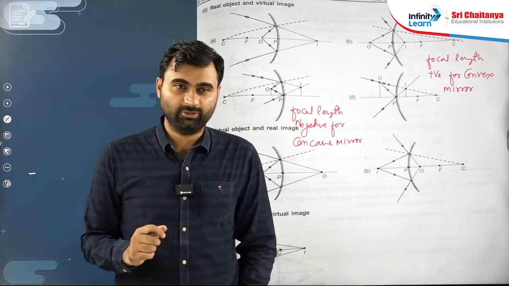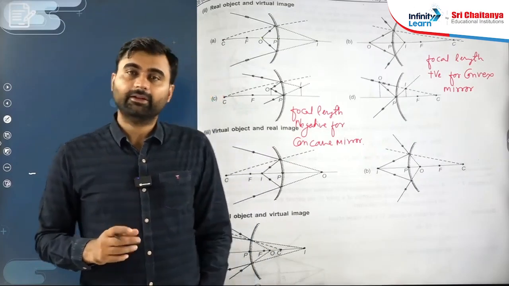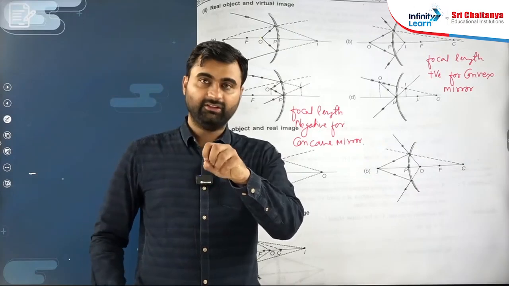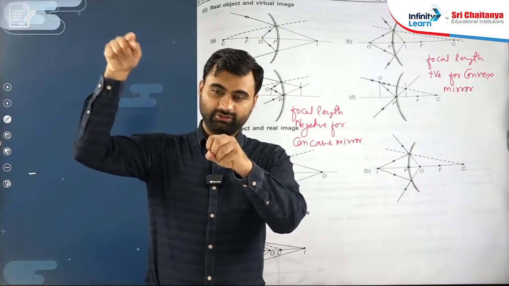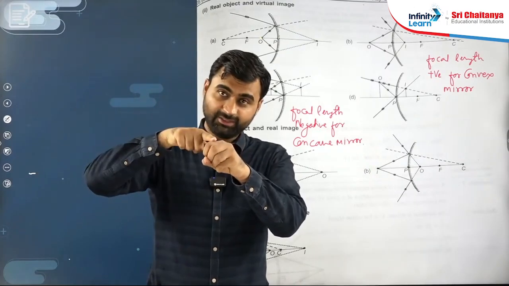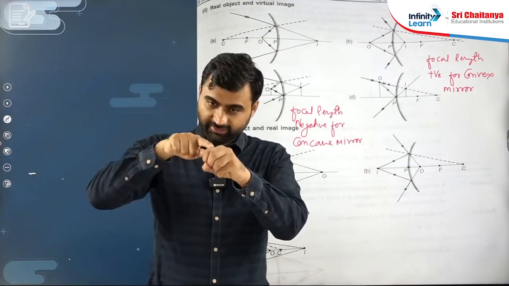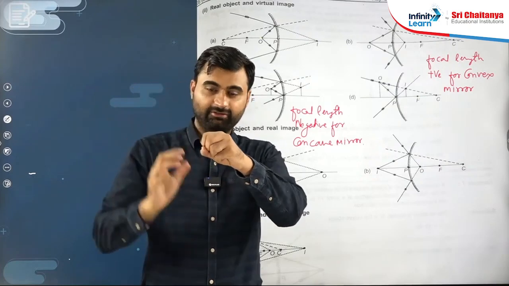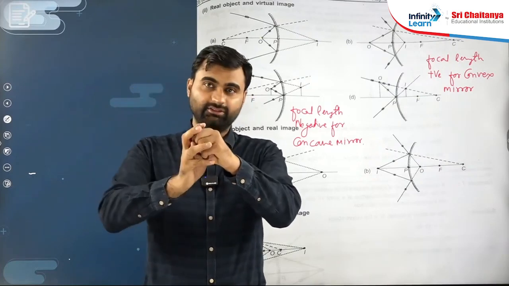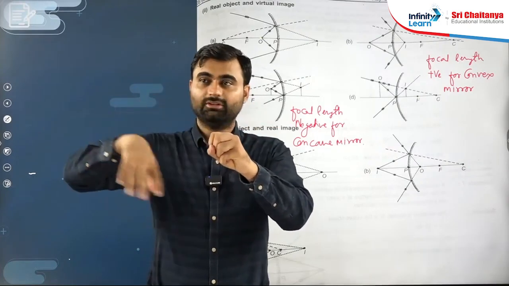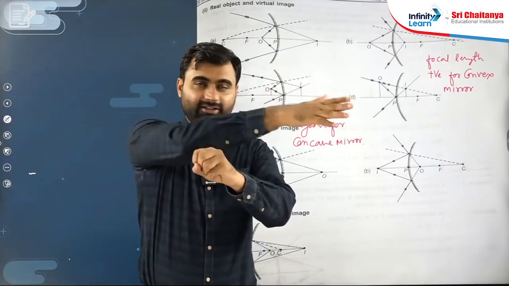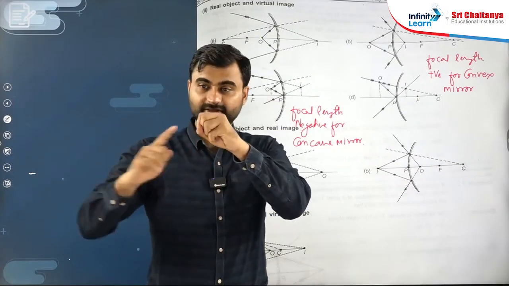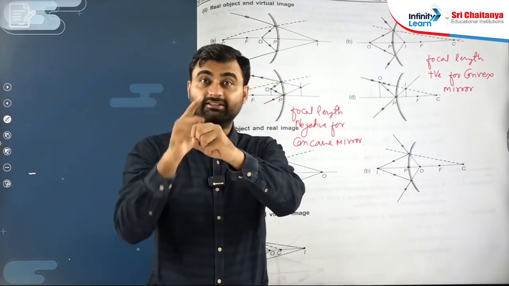What is the meaning of real object in physics language? In physics language, real object means rays are incident on this object, then reflected. We can see this hand from all sides, anywhere, right? Means in all directions this object is reflecting the rays.